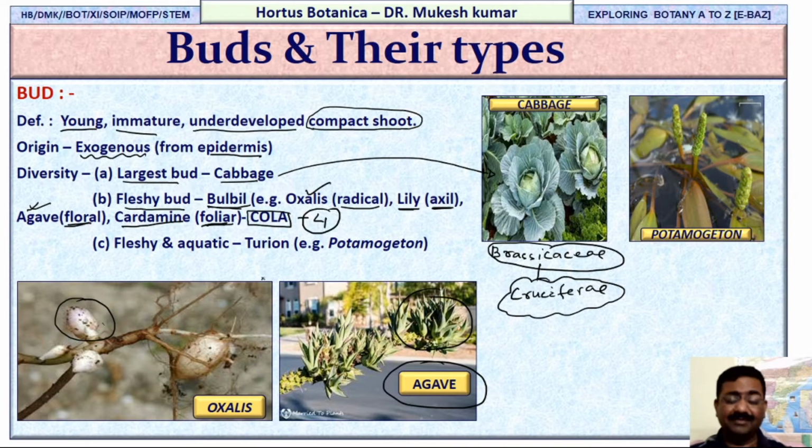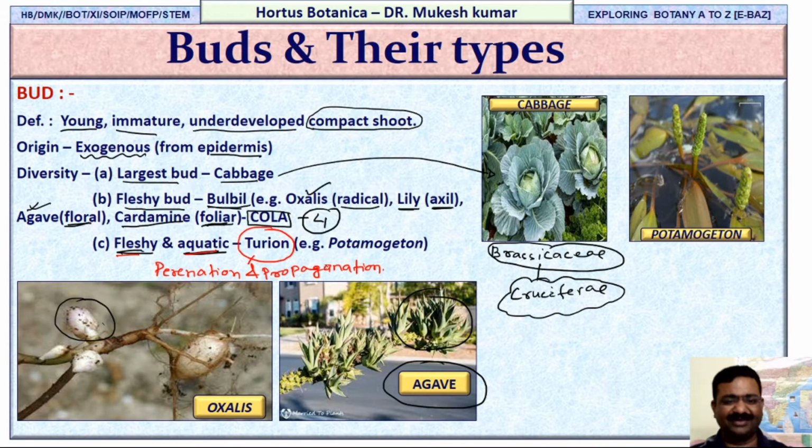But we also have another bud which is aquatic as well as fleshy, isn't it? And this aquatic and fleshy bud is called turion. This is very important terminology. Question will come, what is turion? So turion is the aquatic and fleshy bud. It is also adapted for pollination and propagation again. I am telling repeatedly, pollination, surviving the adverse condition, as well as propagation. Propagation means they are capable of giving rise to new plants.